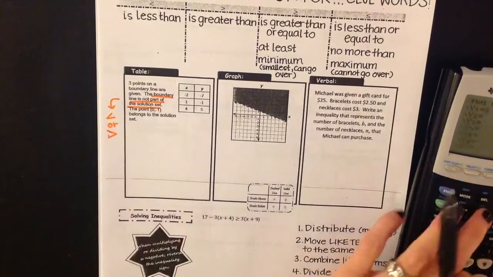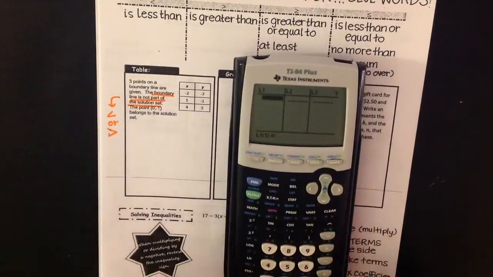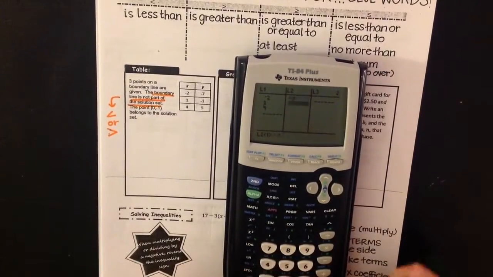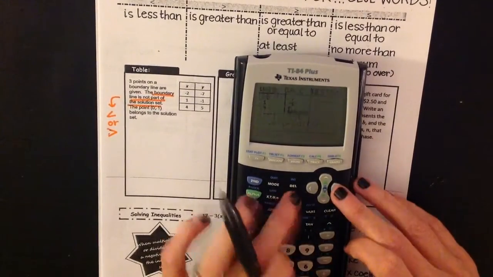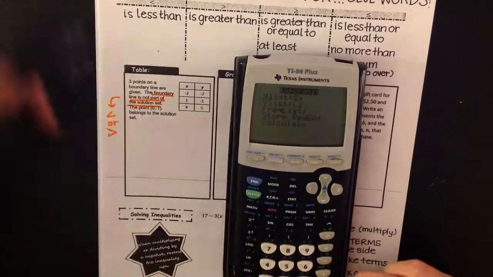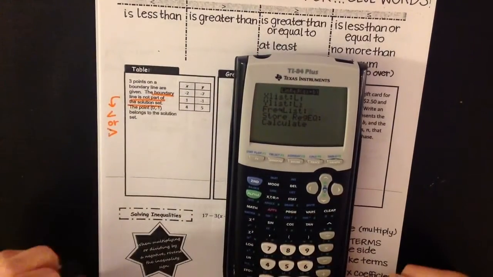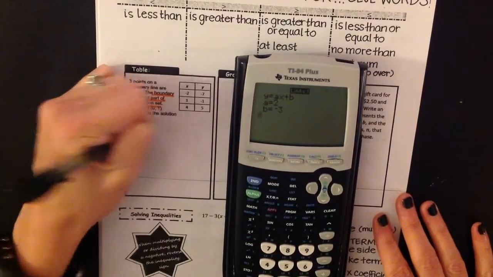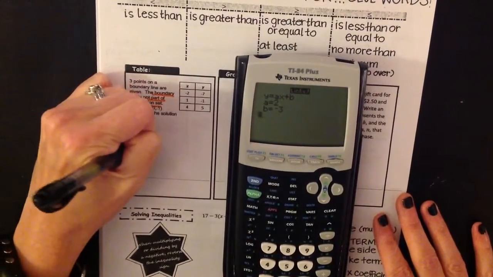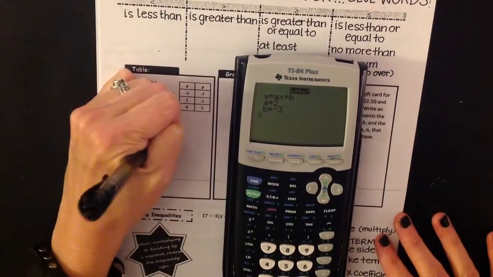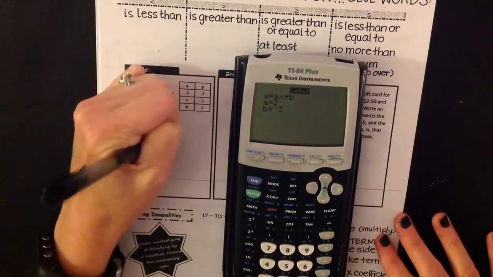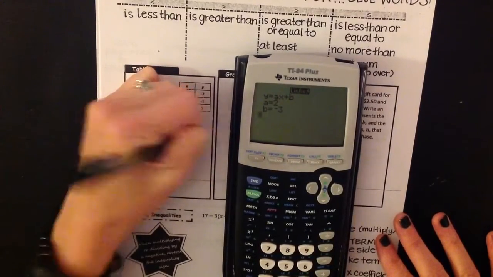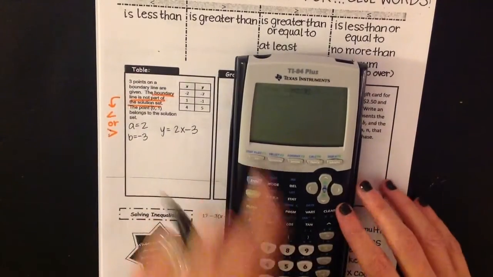So I'm going to go to stat enter, and I'm going to type in my table. -2, 1, 4, -7, -1, 5. Stat over, option 4, because we are talking about a line. And I get A equals 2, B equals -3, which would make my equation y equals 2x minus 3.